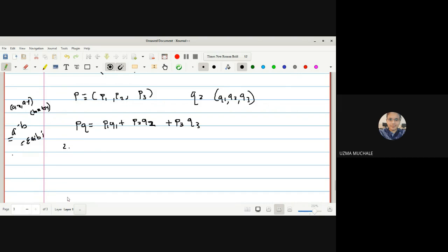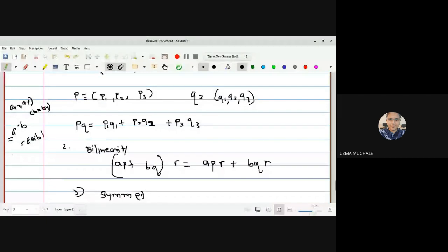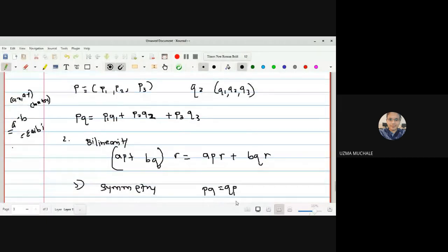Okay, let me go for the bilinearity property. aP plus bQ. Suppose P and Q are any two vectors, and a and b are scalars. So I can write this as a times P dot R and b times Q dot R. Okay. And what is the third property? It is symmetry. How do you write the symmetric property? You can say abelian, that is P dot Q is equal to Q dot P.